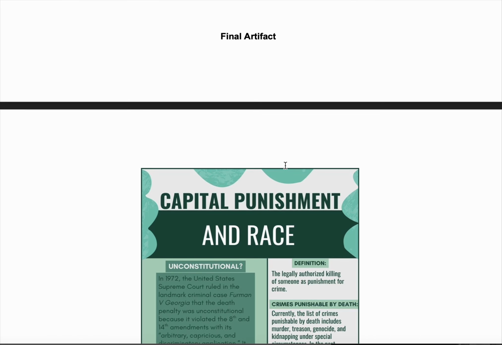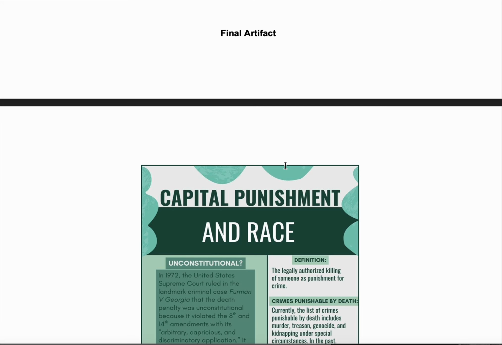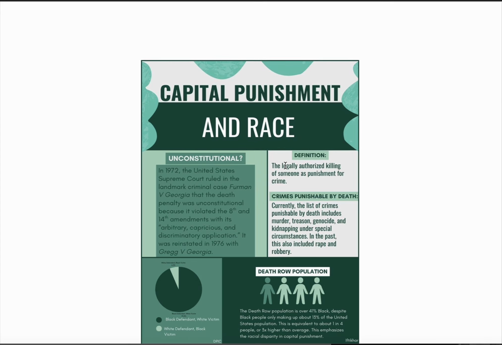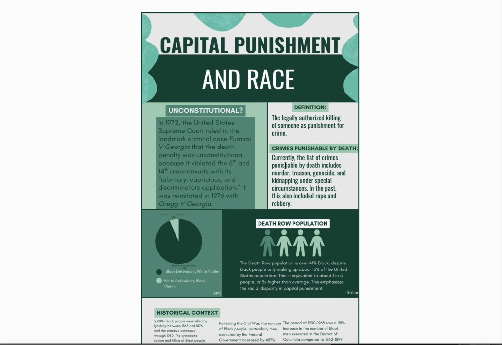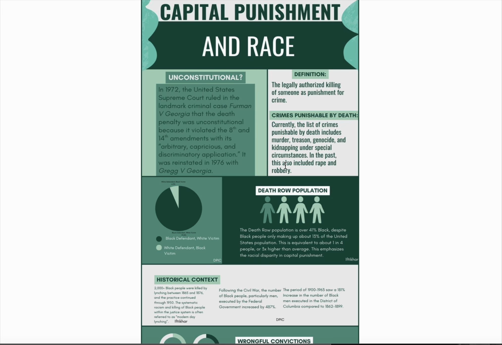And then we get down to the end, which is my final artifact, which for this I chose to do an infographic. This is titled Capital Punishment and Race. Definition: the legally authorized killing of someone as punishment for crime. Crimes punishable by death. Currently, the list of crimes punishable by death includes murder, treason, genocide, and kidnapping under special circumstances. In the past, this also included rape and robbery.